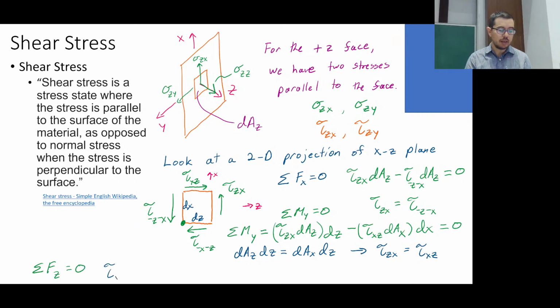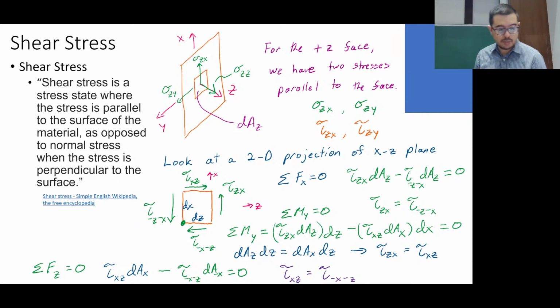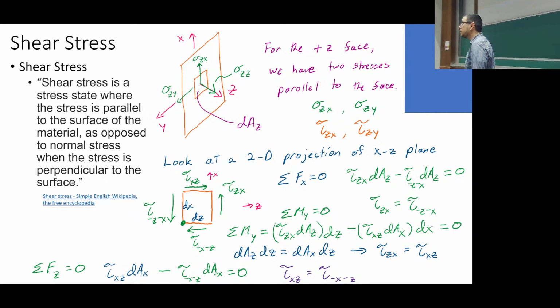So we've got essentially that tau xz equals tau minus x minus z, and tau zx equals tau xz. Any questions on this?